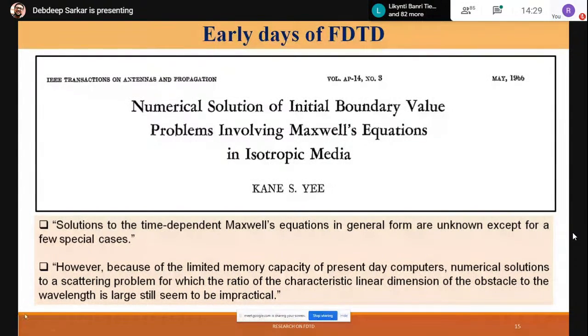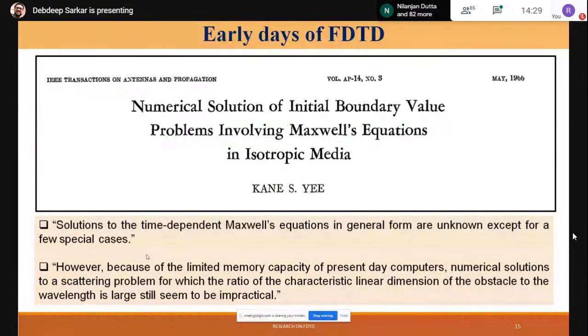And at that time, he had this observation also, from this paper, that because of the limited memory capacity of present-day computers, so by present day he means 1966, numerical solution to the scattering problem, which is the ratio of the characteristic linear dimension of the obstacle to the wavelength, still seems to be impractical. What he wants to say in simple language is that if your medium, or your object under study, is very large, or as he mentions it, the characteristic linear dimension is very large compared to the wavelength, then the numerical solution will be a problem, because we might not have the computer resources to handle that kind of problem.